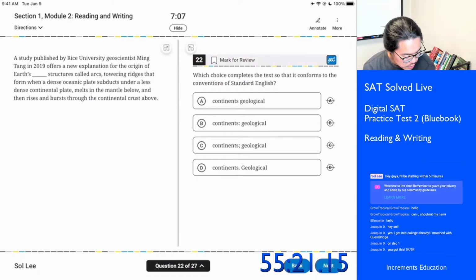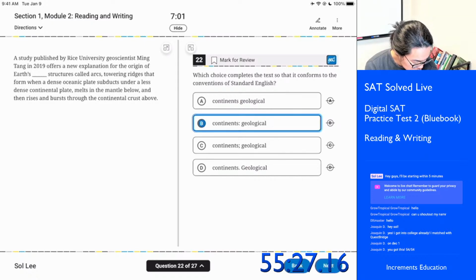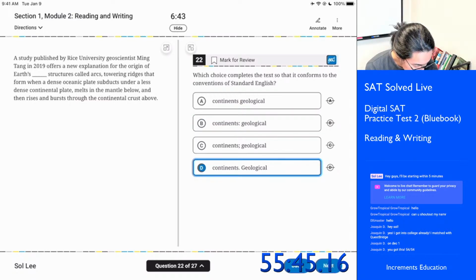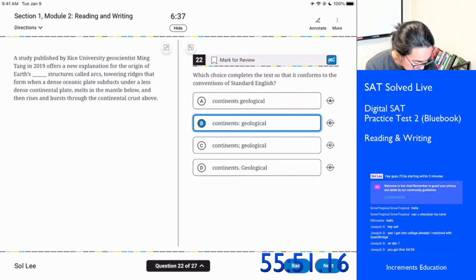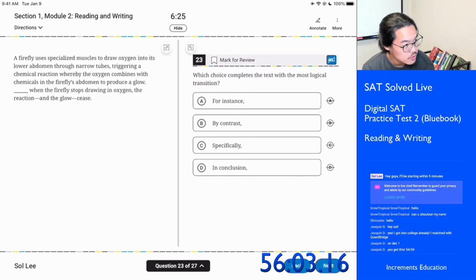A study published by Rice University offers a new explanation for the origin of Earth's continents, geological structures called arcs. Hang on. Towering ridges that form Earth's continents. Geological structures called arcs form when it subducts under a less dense, melts, and then rises. This is the explanation, though. So you want to have the colon. It's an explanation. Wow, they're making you choose between the period, yeah, and the semicolon and the colon.